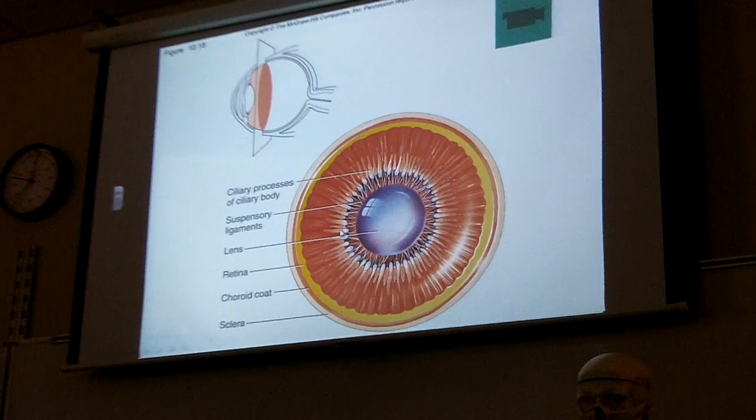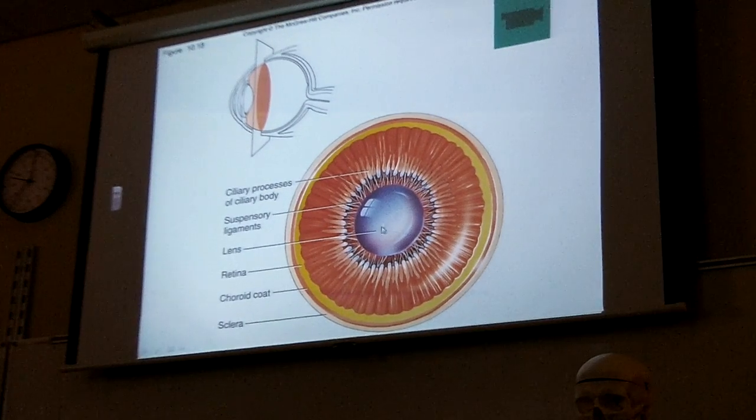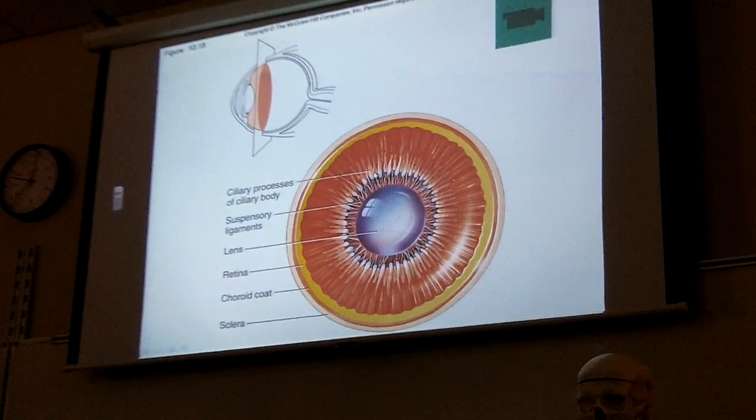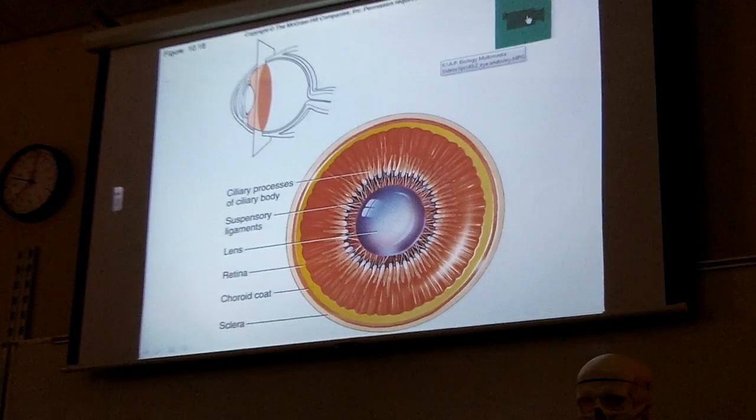You can see here the lens is held in place by a bunch of suspensory ligaments, which are these little things that look like wire or lines, and then these ciliary bodies, which are muscles, and those muscles can stretch the lens or relax it. And when you stretch the lens tight, you make the lens thinner, and you're able to focus on objects that are far away. And when you relax, the lens gets thicker, and you're focused on objects that are nearer. So you can control the focus of what you're looking at by stretching the lens or relaxing it. So that's kind of interesting.